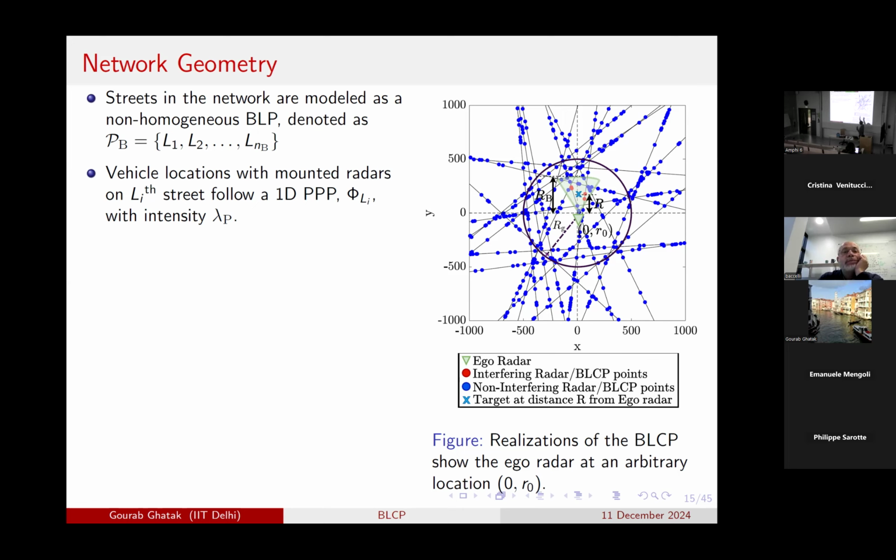We will assume that vehicles are mounted with radars on the ith street, and individually on a street, it's a Poisson point process with uniform intensity. By the way, this intensity can also be modeled to vary as a function of the distance. So as you go farther and farther from the city center, you will have fewer and fewer cars and so on and so forth. But for the moment, this is uniform.